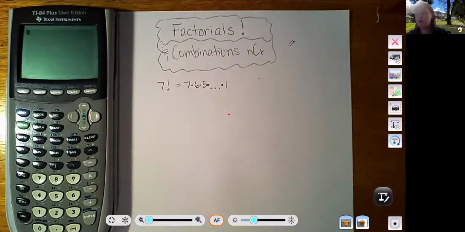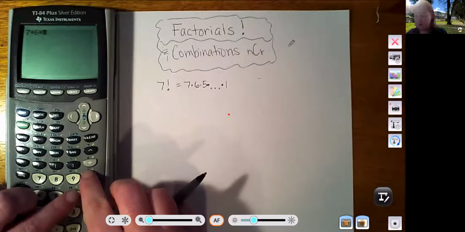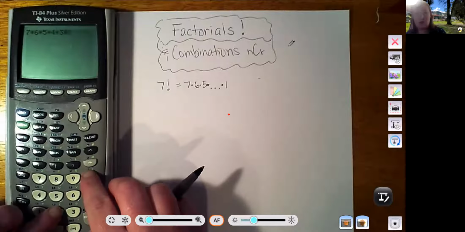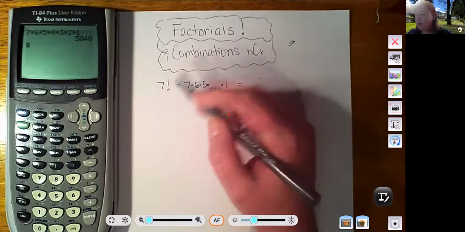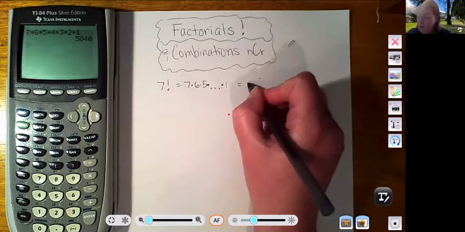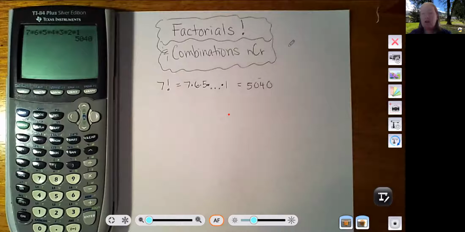You can do that in your calculator: 7 times 6 times 5 times 4 times 3 times 2 times 1, and get the value. So when you evaluate 7 factorial, you get 5,040. That's not too big of a deal with a number like 7. But imagine a bigger number. You might not want to sit there going one less until you get down to 1. So there is a shortcut built into the calculator where it will do that for you.